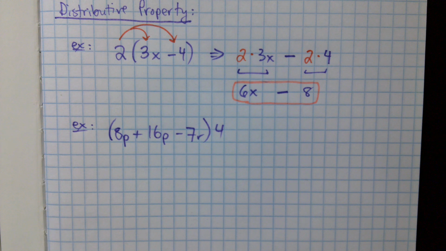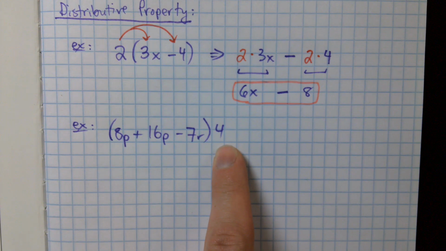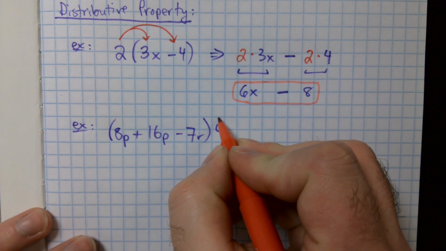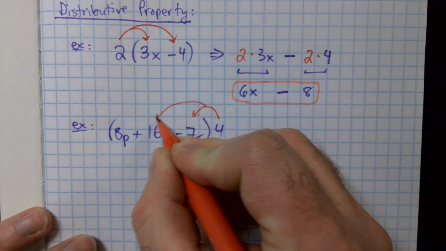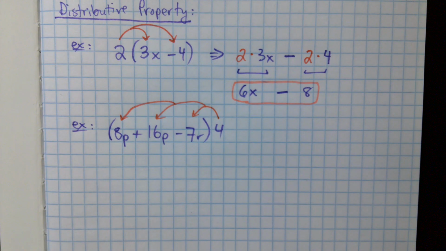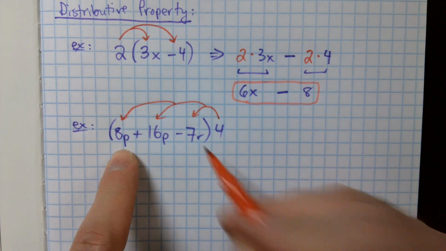Okay, what's different about the way this expression is written? Yeah, the distributor, the 4, is on the opposite side. But does that really matter? No. I'm still going to multiply it by each term on the inside. And what we have on the inside is a multivariate expression. I've got a couple of p's and an r.